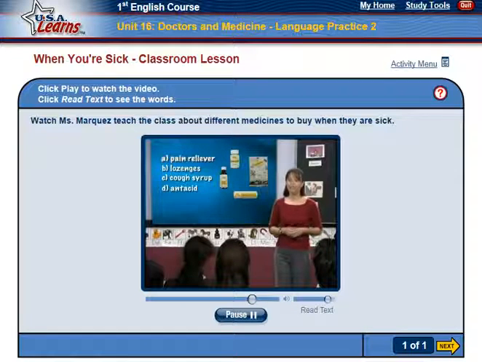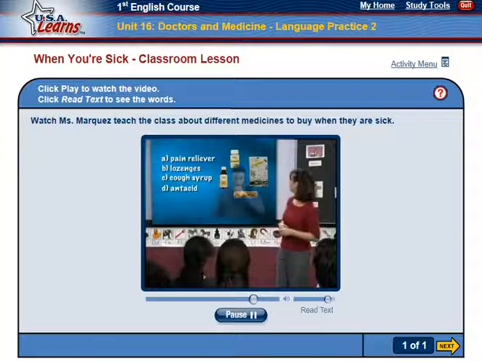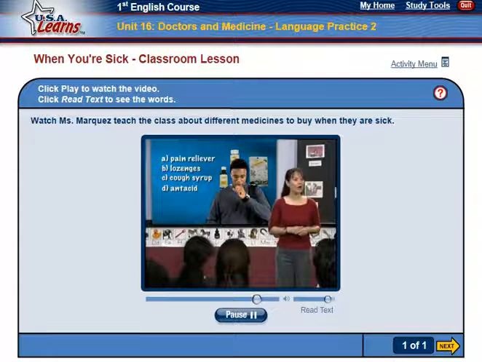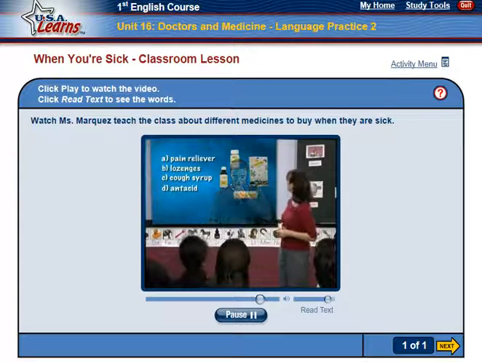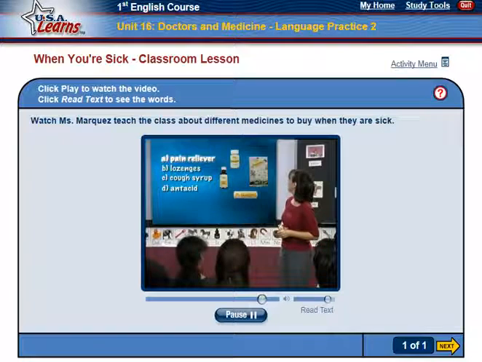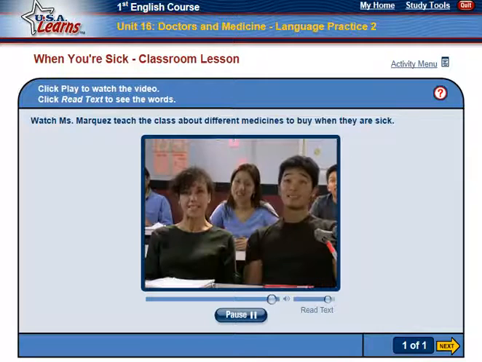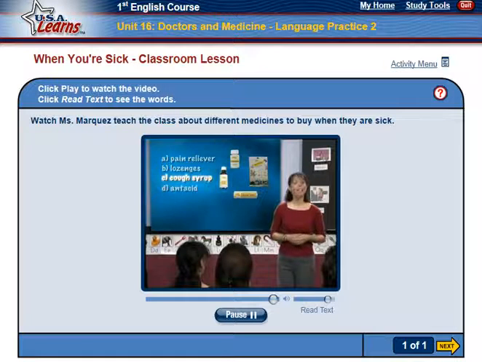Let's take a look at another problem. What do you take for a bad cough? A, pain reliever. B, lozenges. C, cough syrup. Or D, antacid. C. That's right. You take cough syrup for a bad cough.